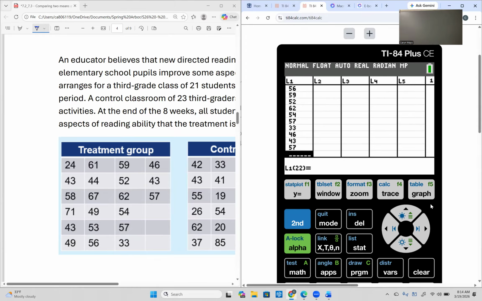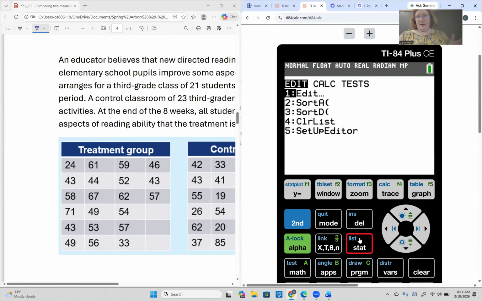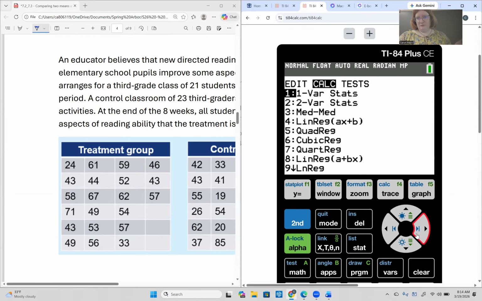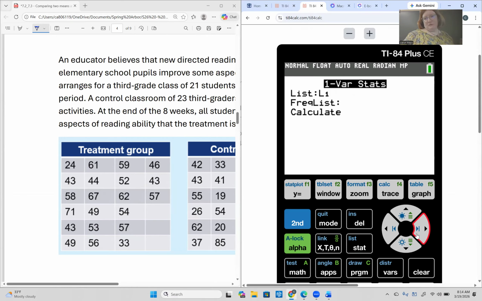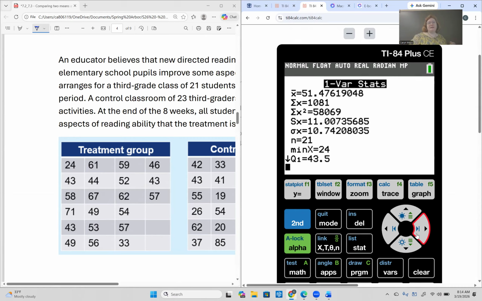Put the treatment in, assuming I didn't make any typos. And then we can calculate our one variable stats from that. So stat calc one variable stats. And it gives us all the different pieces. And we have the mean is 51.47, that top one. Or sorry, 0.58.